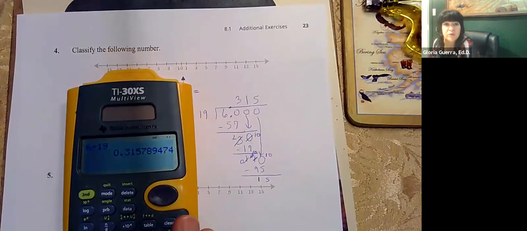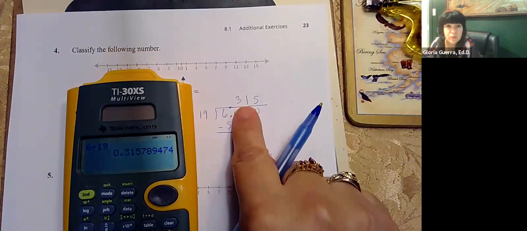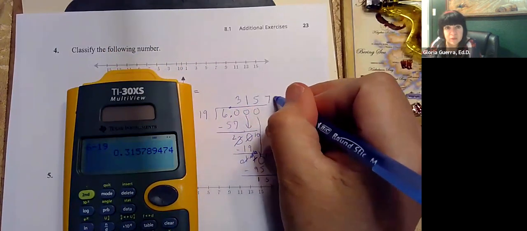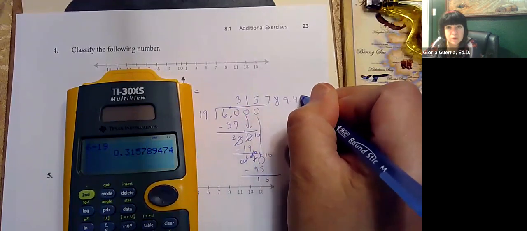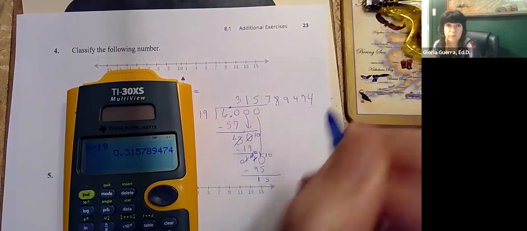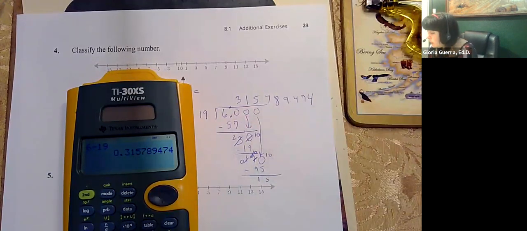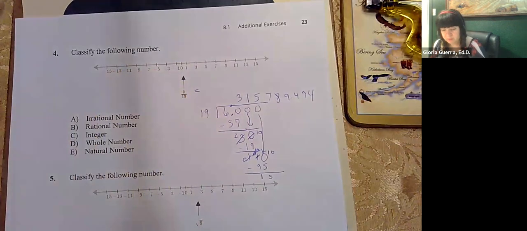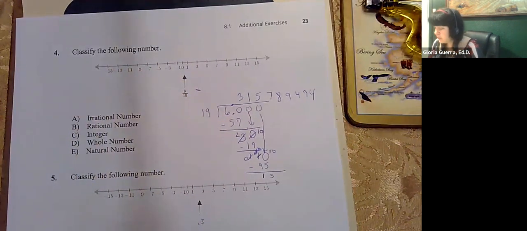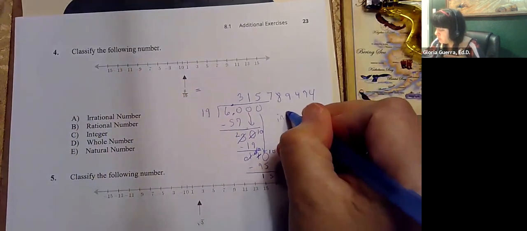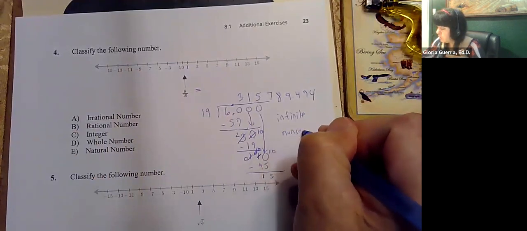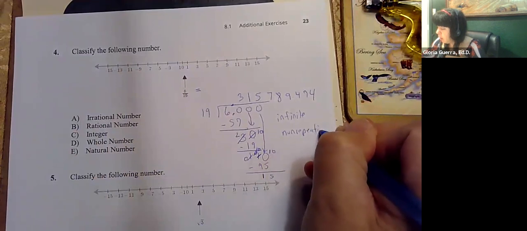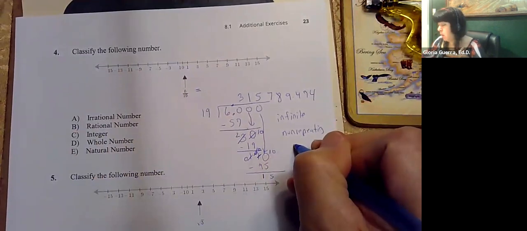You see that long decimal? So see how we got the 315, and then they're saying 7, 8, 9, 4, 7, 4. Okay, and that's going to be an example of an infinite, non-repeating decimal.